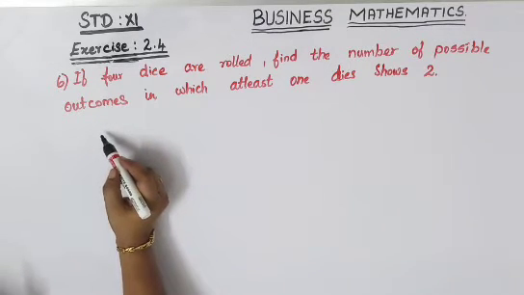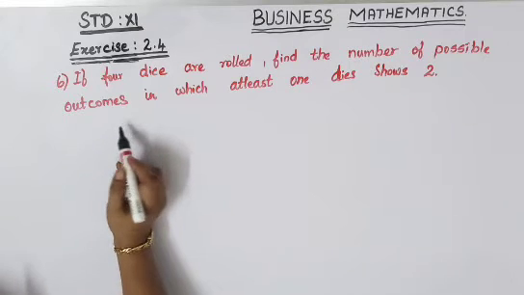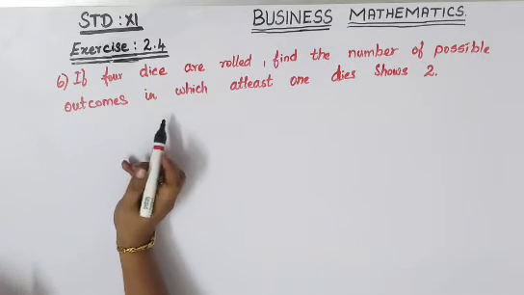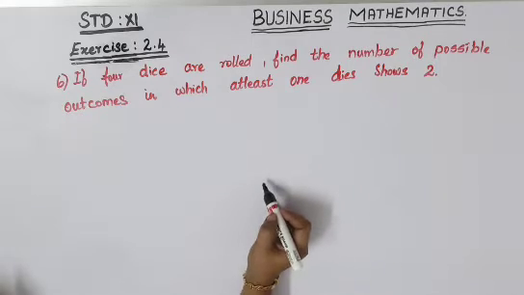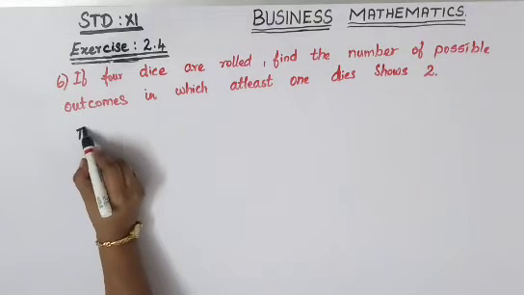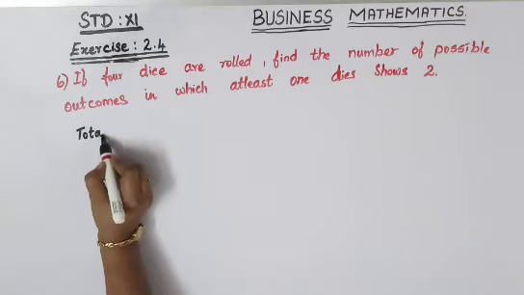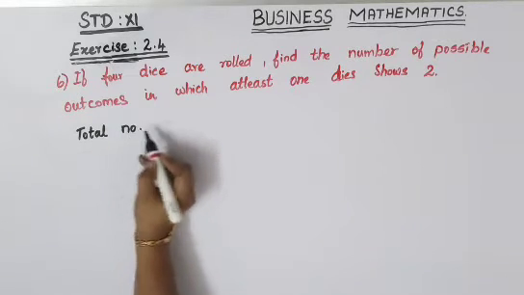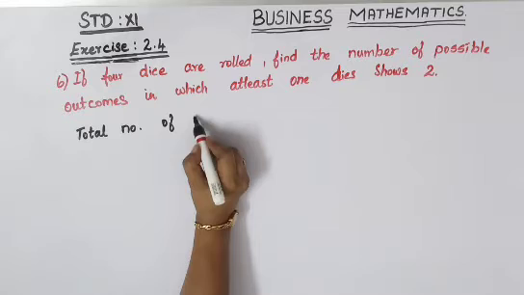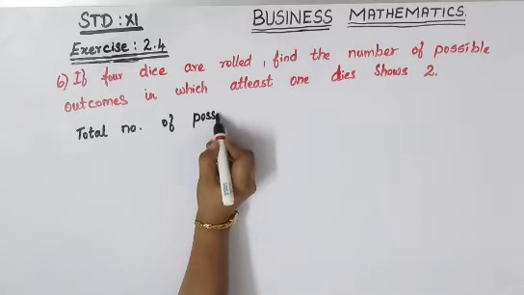So we'll go to the contradiction method, that is when we are not getting 2, we'll find that. Then from there you will subtract it from your total number. Then you will get how many dice are showing 2. So here first we'll go to the total number of possible outcomes.